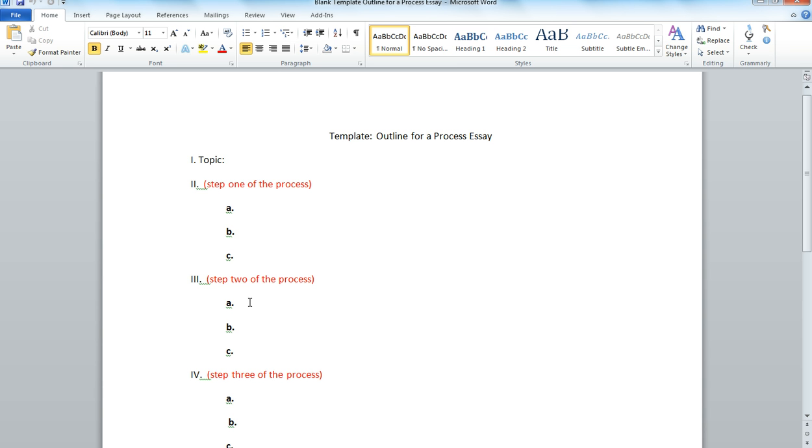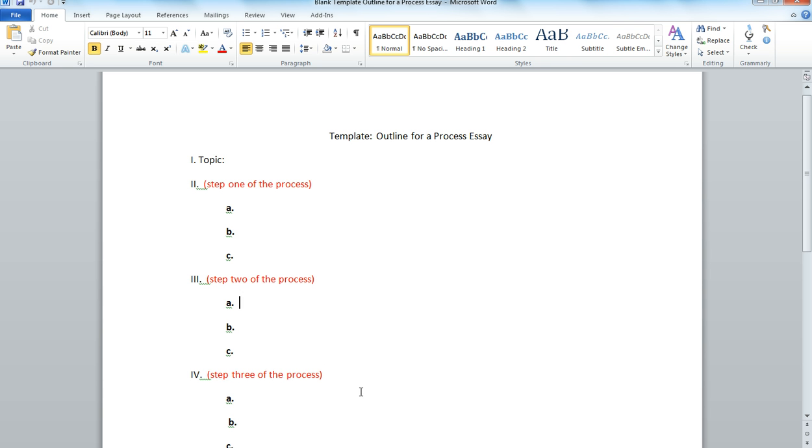Notice under each one of these Roman numerals we have A, B, and C. The A, the B, and the C each represent elaboration, how you fully define that step, how you describe the step. So let's look at an example.